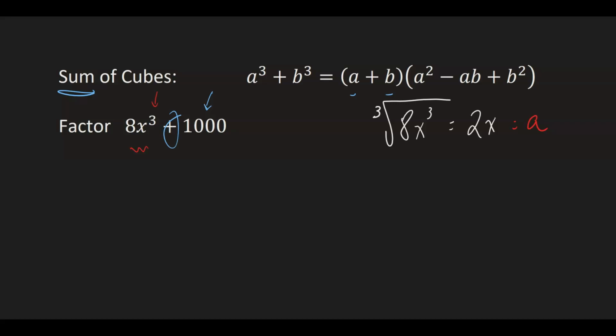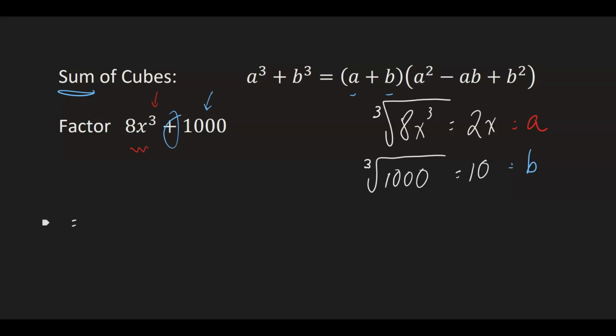Let's look at the next one. We have 1,000, and we want to cube root it. What multiplied by itself equals 1,000? Well, that is 10, so that's our b. Well, we're all set. We've got the a and the b, so now we know what to fill in for the rest of the factoring formula.